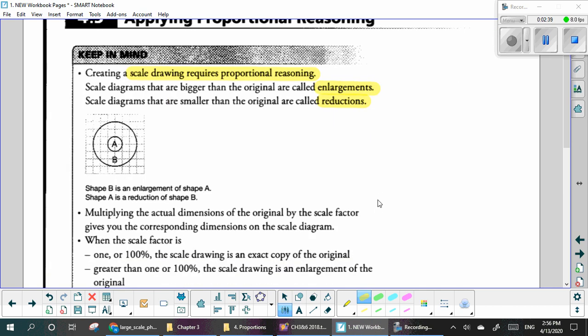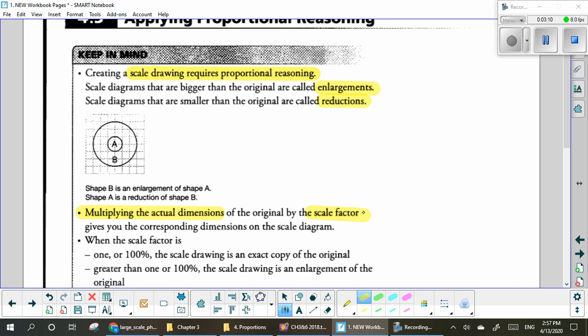Usually there is a scale factor that we're dealing with. Depending on what your scale factor is, you're going to know if you're making something bigger or smaller. When you're using a scale factor, you're going to use multiplication. You're going to be multiplying the actual dimensions with the scale factor, and that's either going to make it larger or smaller, or maybe even leave it the same.